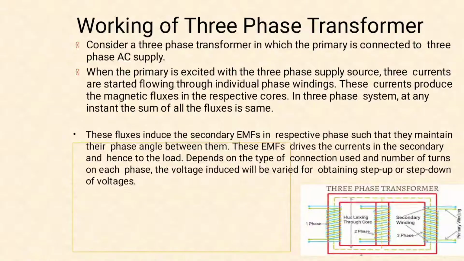Then the working of the three-phase transformer. Consider a three-phase transformer in which the primary is connected to a three-phase AC supply. When the primary is excited with the three-phase supply source, three-phase currents start flowing through the individual phase windings. These currents produce magnetic flux in the respective core. In this three-phase system, at any instant the sum of all fluxes is zero.